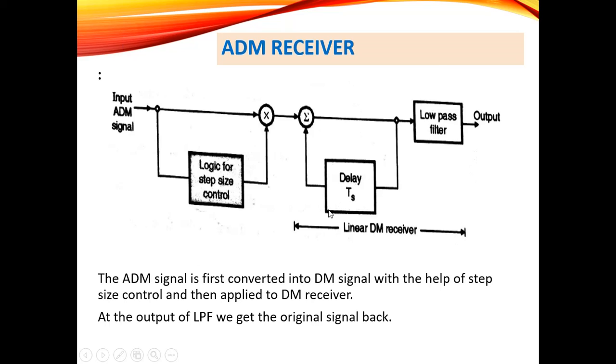Variable step size reduces the problem of slope overload error, but the granule noise will still be present in ADM. The ADM signal is first converted into the delta modulation signal with the help of step size control and then applied to the DM receiver. This is actually the linear DM receiver. At the output of the LPF, we get the original signal back.